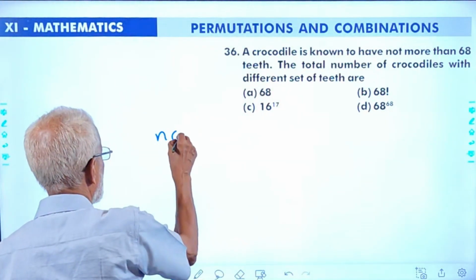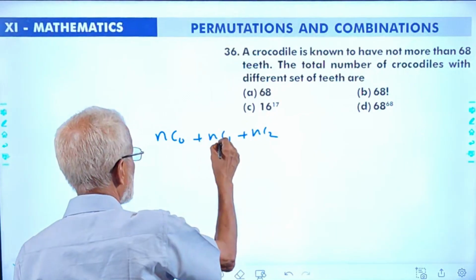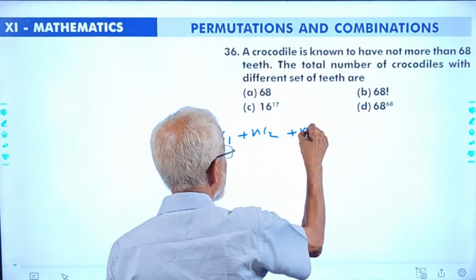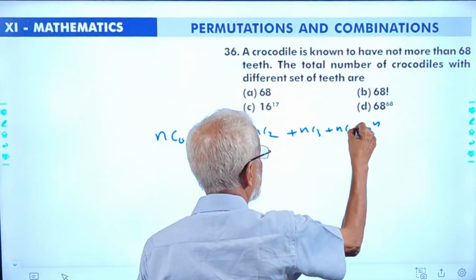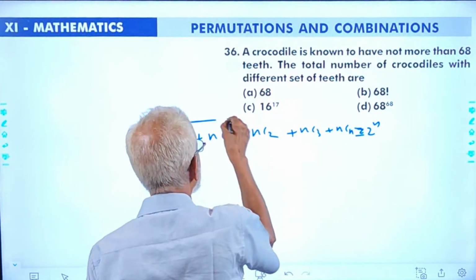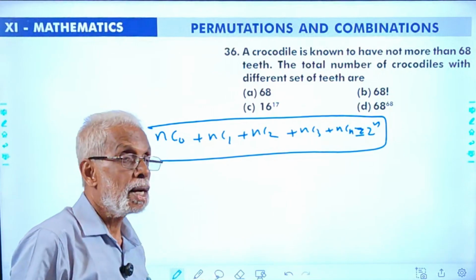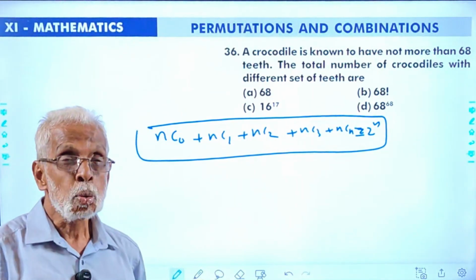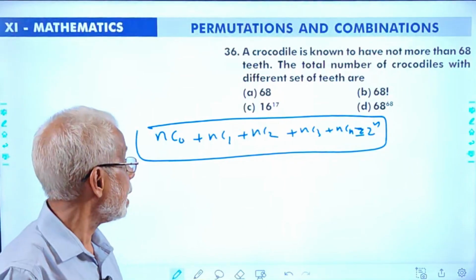Sum of binomial coefficients. You have to remember NC0 plus NC1 plus NC2 plus NC3, etc., up to NCN is always 2 raised to n. Sum of binomial coefficients: NC0 plus NC1 plus NC2, etc., NCN is 2 raised to n.